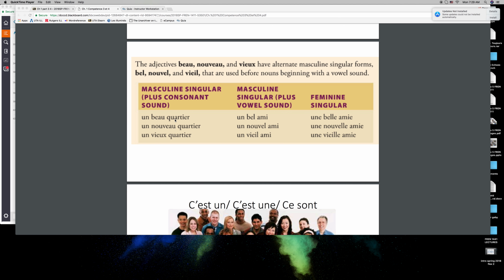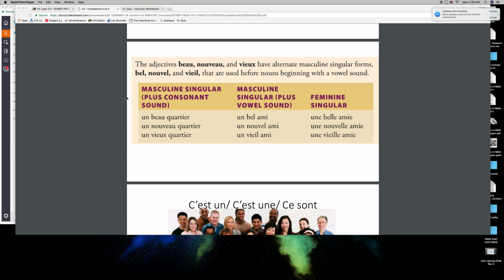It's masculine and it begins with a consonant: un beau quartier. But if it's masculine and it begins with a vowel, you cannot say beau ami, right? Because there are two vowels together. So what you need is this version, bel ami, which is a weird version of the feminine, because it sounds like the feminine version, but it's written differently. Right? Un beau quartier, un bel ami, une belle amie.